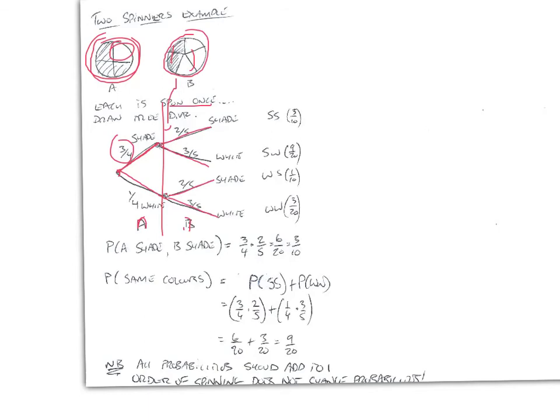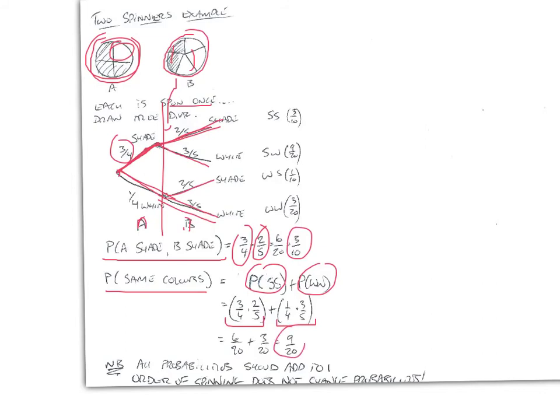So we can work out from the tree diagram the probability of getting a shaded part with the A spinner followed by a shaded part with the B. That's shade and shade. It's 3/4 by 2/5 is 3/10, or 3 in 10. Okay, or the probability of getting the same colours. So that's the probability of getting a shade and a shade, plus the probability of getting a white and a white. So we'll find the probability for each of those and add them. It's 9 in 20.